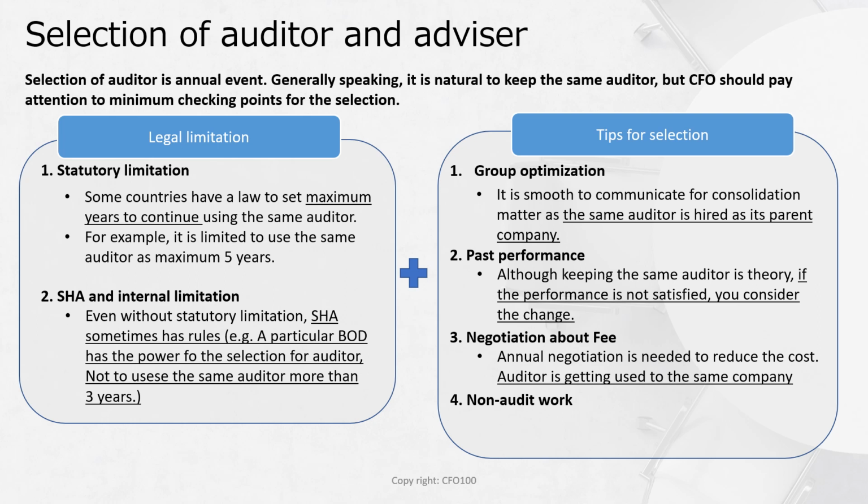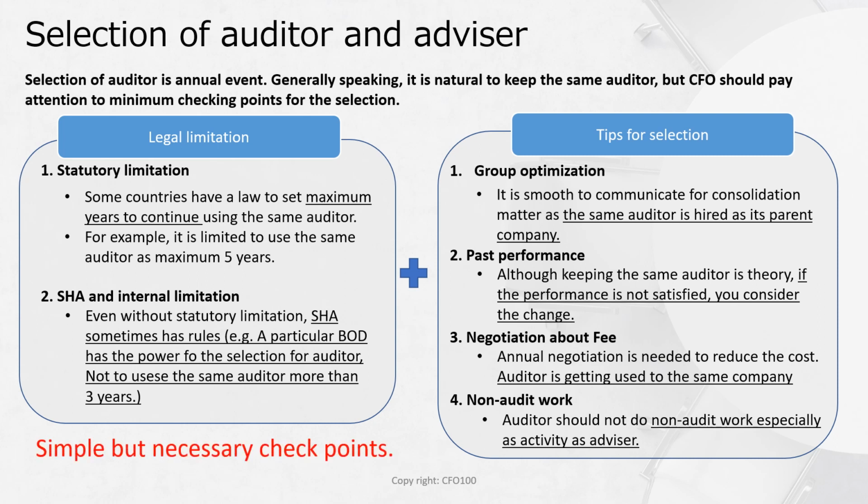For the last point, if you hire the firm for other non-audit work, it is better not to use the same firm for the audit work, due to the independence of the auditor. The selection of an appropriate auditor is handled by the accounting division, but the CFO also simply checks whether the division reflects those basic checkpoints listed in this slide.